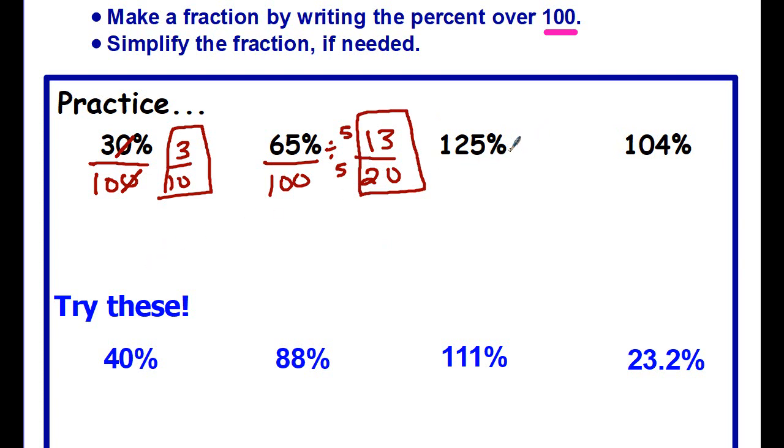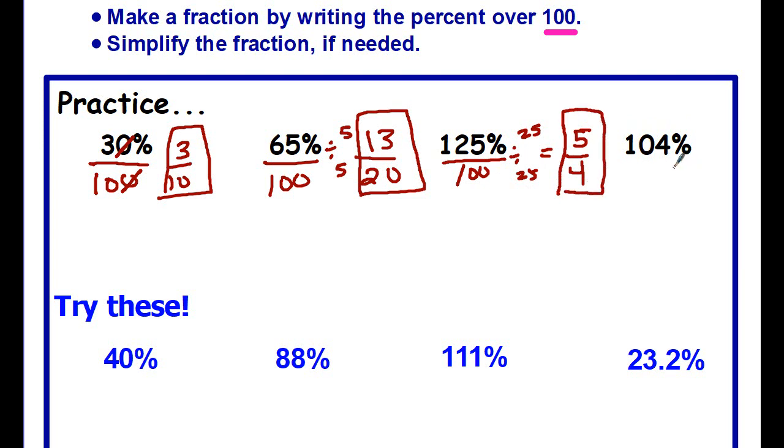Okay, 125%. We can do this 2 different ways. We can go ahead and put it over 100, simplify. I actually recognize that 25 is a common factor. So 125 divided by 25 is going to give me 5, and 100 divided by 25 is 4. So I have the improper fraction of 5/4.